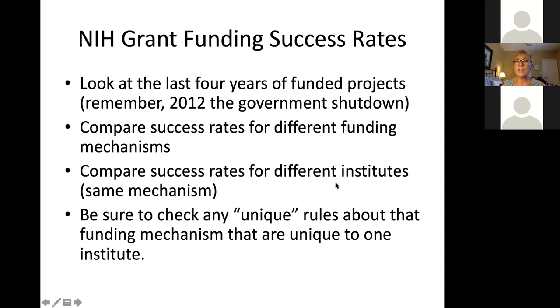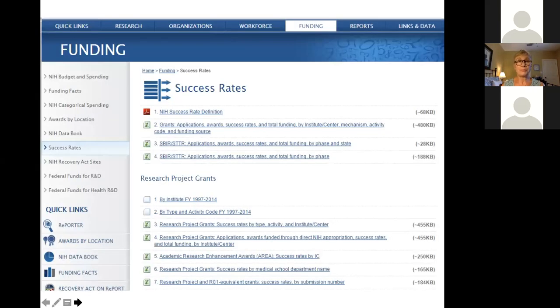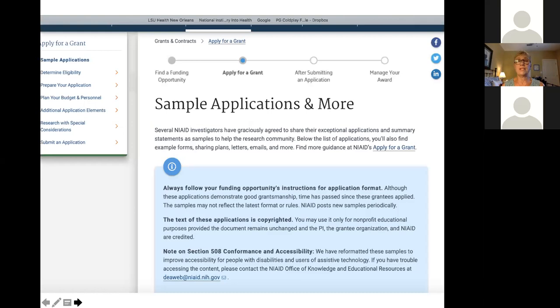Compare success rates for different institutes. If you're studying how diabetes affects the heart, you might be able to go to NIDDK or to the heart institute. And you emphasize whichever one of those in your grant, but make sure that you're going to the one where you're going to have the most success. Be sure to check any unique rules about the funding mechanisms. That's that table. So once you decide on an institute, make sure you go to that table and also talk to the program people.